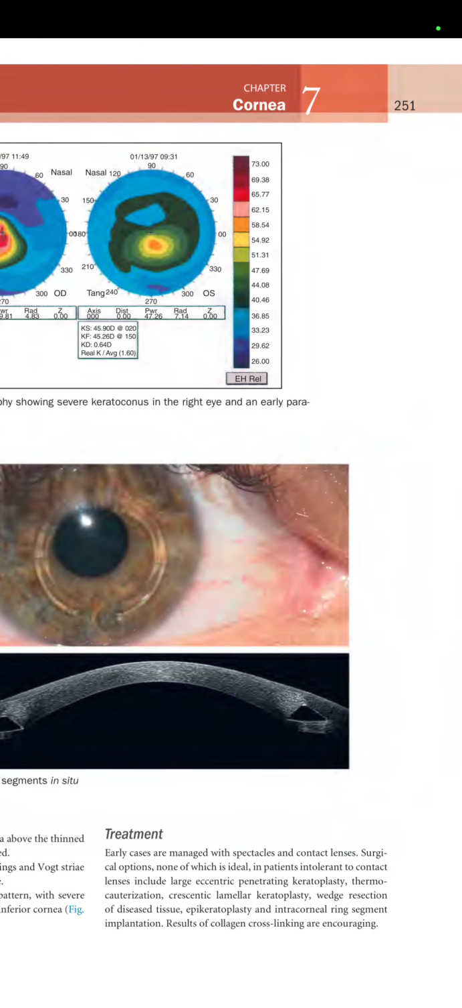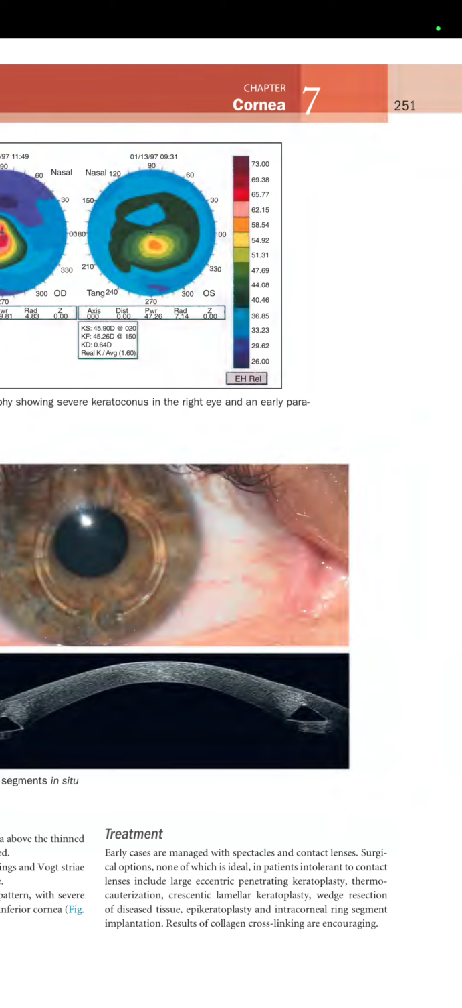Treatment: early cases are managed with spectacles and contact lenses. Surgical options, none of which is ideal in patients intolerant to contact lens, include large eccentric penetrating keratoplasty, thermocauterization, crescentic lamellar keratoplasty, wedge resection of the diseased tissue, epikeratoplasty, and intracorneal ring segment implantation. Results of collagen cross-linking are encouraging.